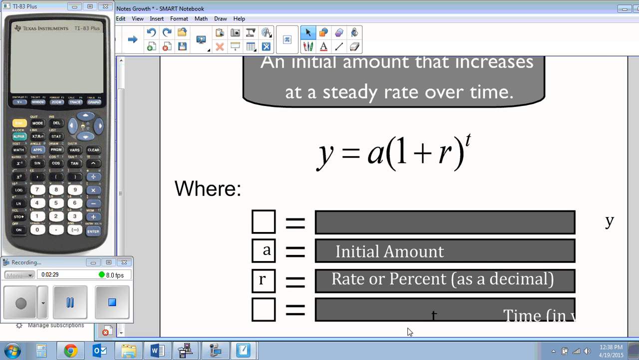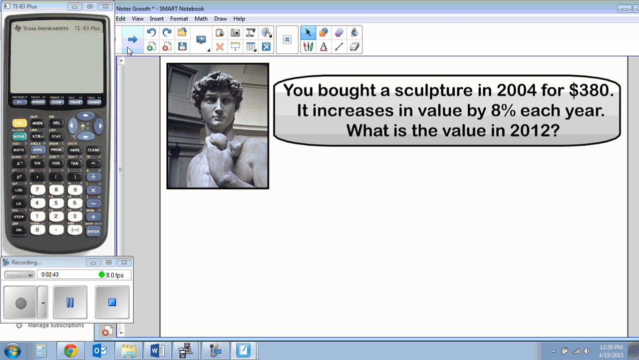Most of the time we say that time is years, but depending on the problem, it doesn't have to be. And then y is just the final amount that we get for that problem. Make sure that you, again, have this memorized, understand what it means, because we're going to go through and plug these in and use them in our equation.